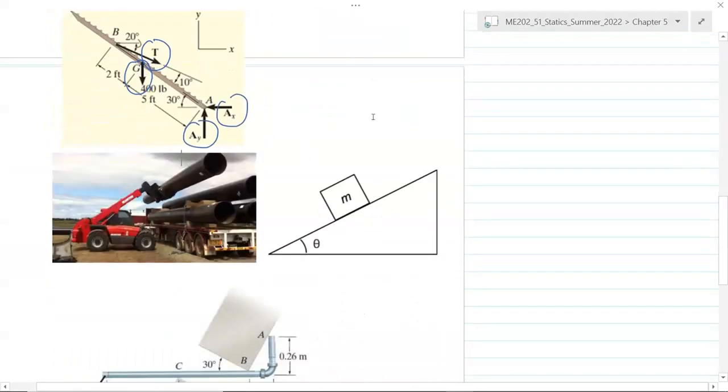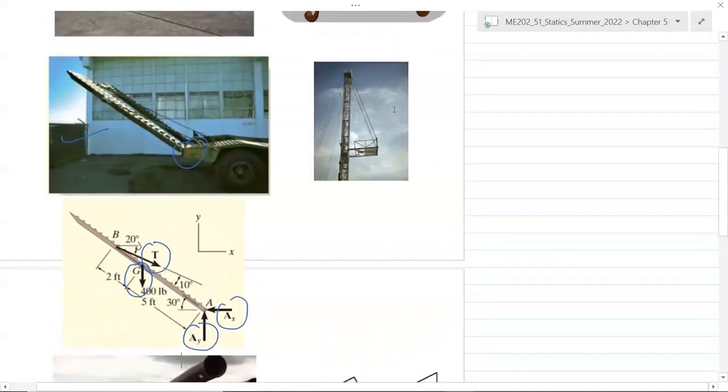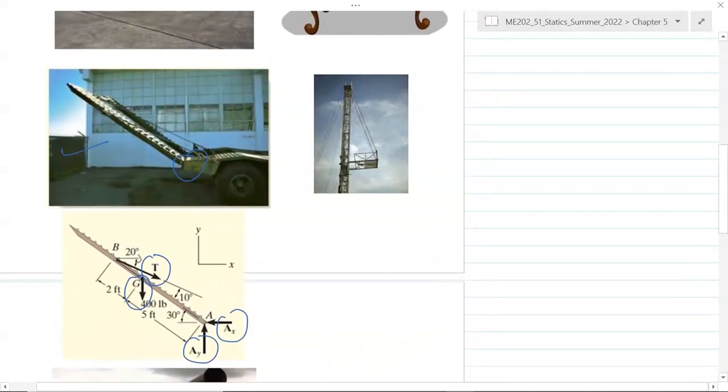For the platform, the support reactions are forces at the pin, so horizontal and vertical support reactions, AX and AY, the weight of the platform acting through the center of gravity, and the tension force in the cables T. Okay, so these are the different support reactions or forces.